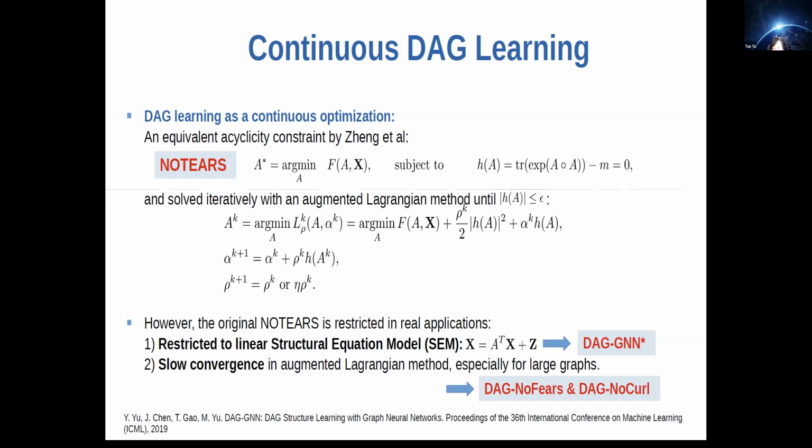Basically, we are trying to combine DAG learning with the power of neural networks. We develop a method called DAG-GNN, which can handle more complex distributions and also different types of data variables, for example, discrete data.